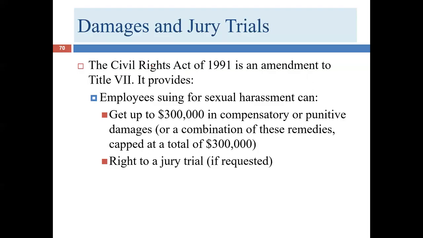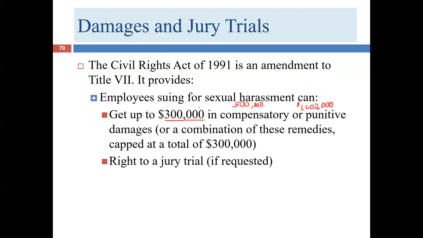While Title VII does permit both compensatory and punitive damages, it does cap them at $300,000, and that's both of them combined. Now, juries aren't told about the $300,000 cap. So a jury might well award $500,000 in compensatories and $1 million in punitives. And what the court will do is reduce this total to $300,000 in this case. And actually, $300,000 is for the very largest of employers. If it's a smaller employer, the cap will be significantly less than $300,000.